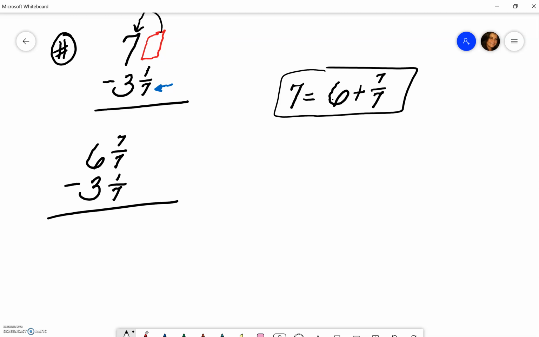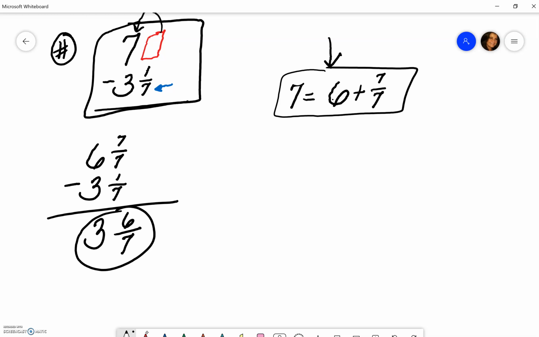Now we have the same denominator. We subtract, we end up with the result of 6 over 7, and the whole number would be 3 and 6/7. So this is a technique of borrowing. Whenever we're dealing with mixed numbers and we're missing this fraction. And again, this one here was number 9 in your homework.